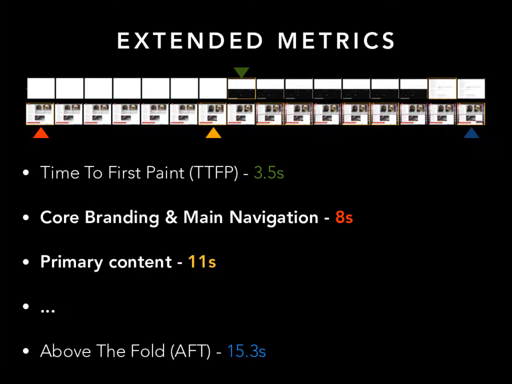In the end, we added 2 primary metrics to the ones that we had in the past, or 3, I would say. First pane and above the fold, from nothing to everything metric. And we used similar techniques that we used for speed index to identify visual progression from nothing to everything. And we added 2 more just for those particular business goals, and we said core branding and navigation took 8 seconds, primary content took 11 seconds.